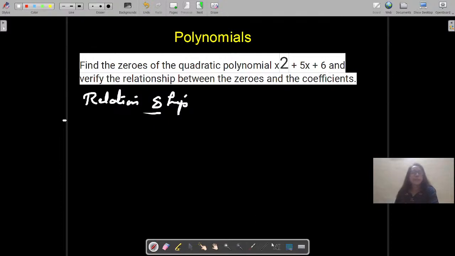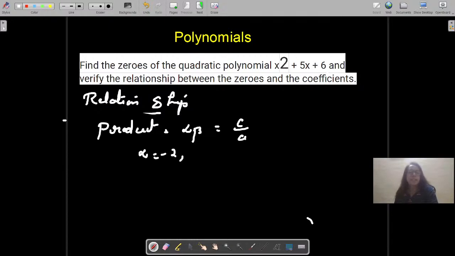Next one is product. Product is equal to alpha beta. Alpha into beta is equal to C by A. Right? Alpha into beta is equal to C by A. Same way, you know what alpha is? Alpha is equal to minus 2. Beta is equal to minus 3.